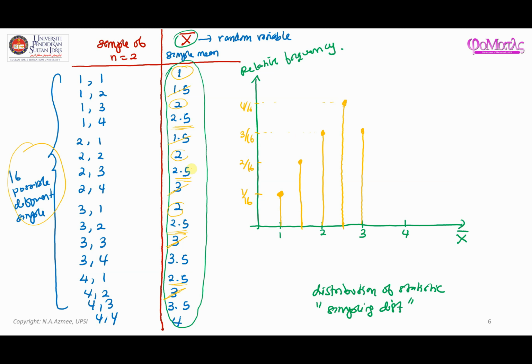Sorry, 2.5 we are done, 3 we are done. Next is 3.5, which happens 2 times. And finally, we are left with this value here, 4. 4 happens 1 time, so this is 1 over 16.